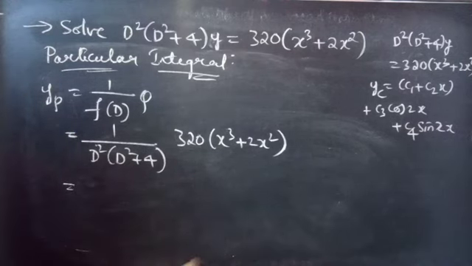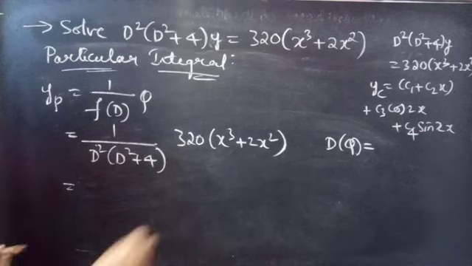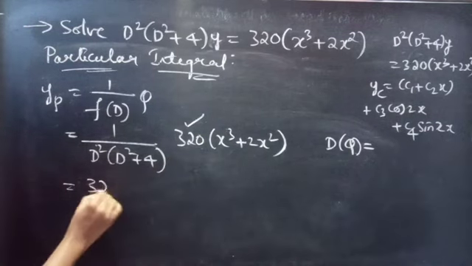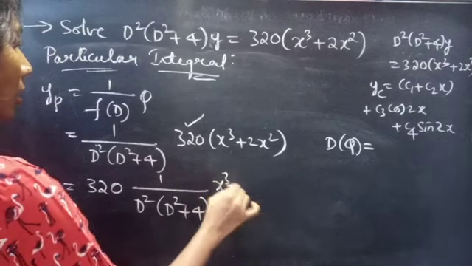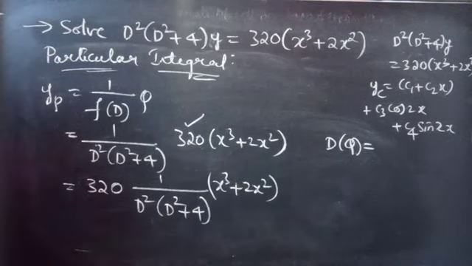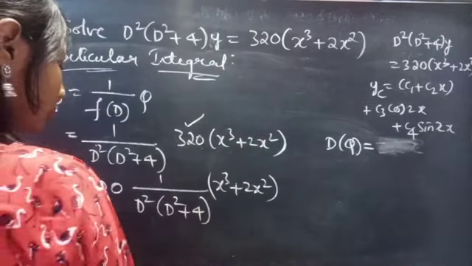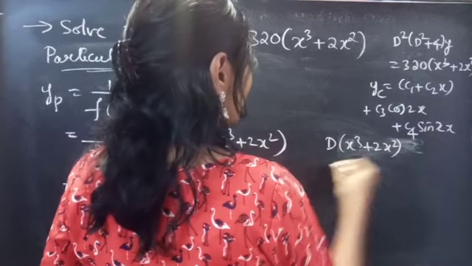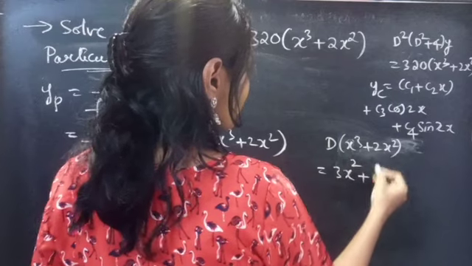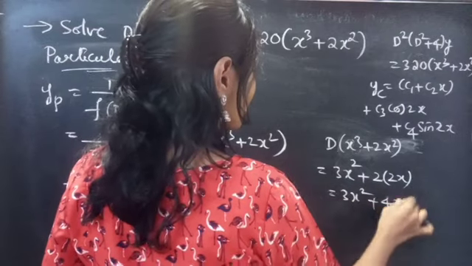We can just write yp, take 320 outside, we get 320 into 1 by D square into D square plus 4 into x cube plus 2x square. Okay, now consider x cube plus 2x square as cube. Now let's find the derivative of cube. That is the derivative of x cube plus 2x square, which is 3x square plus 2 into the derivative of x square, which is 2x, which equals 3x square plus 4x.